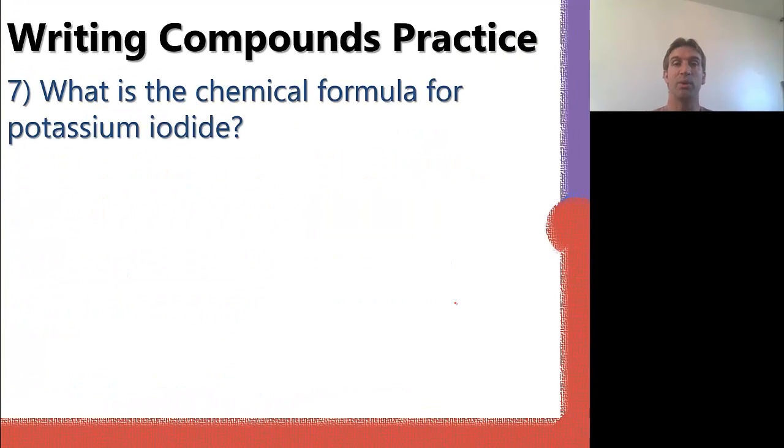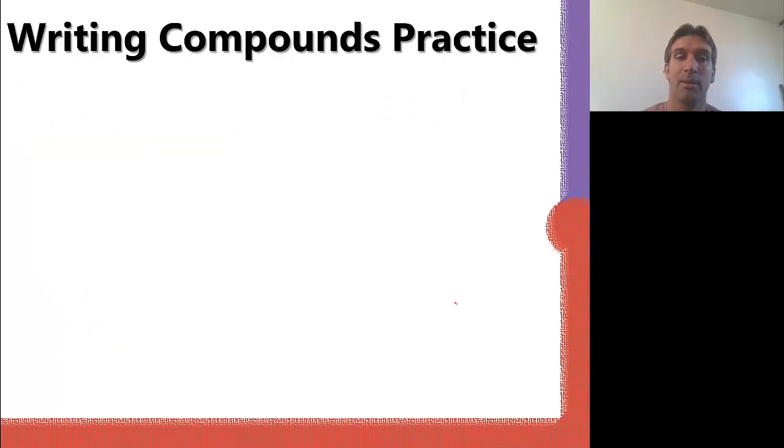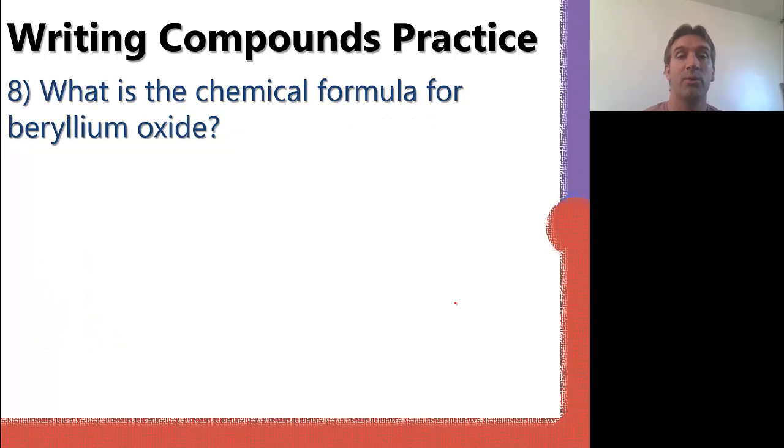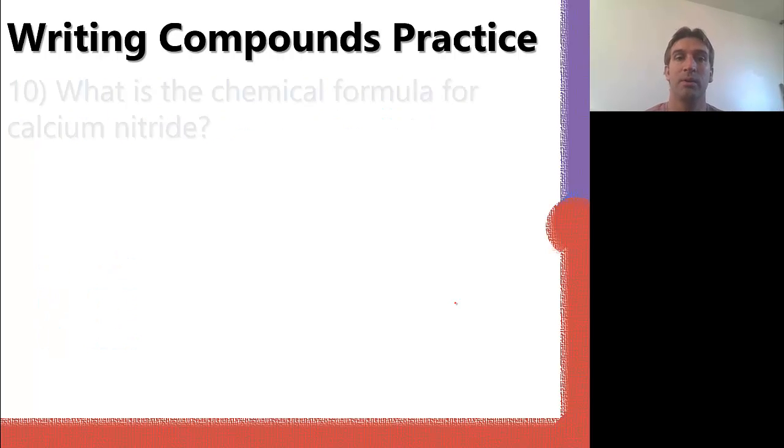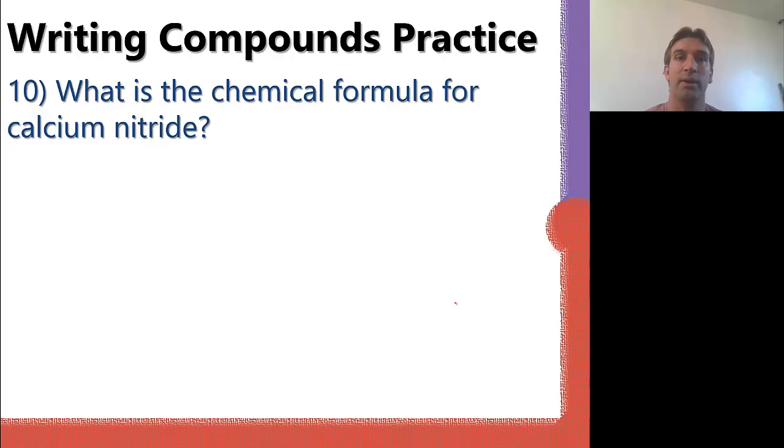Practice this as well. First off, what is the chemical formula for potassium iodide? What is the chemical formula for beryllium oxide? What is our chemical formula for strontium bromide? And finally, what is the chemical formula for calcium nitride?